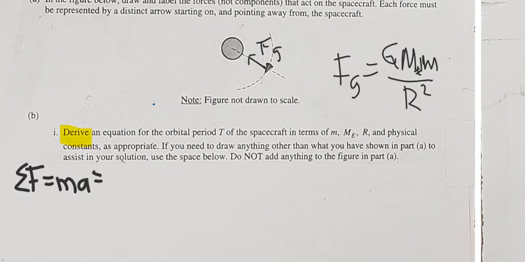The sum of all forces equals mass times acceleration. Then it's going to need to equal whatever is in this diagram. And that can be any free body diagram. So I know that that is the gravitational force. But let me keep reading.